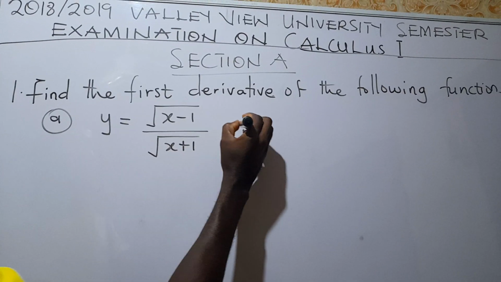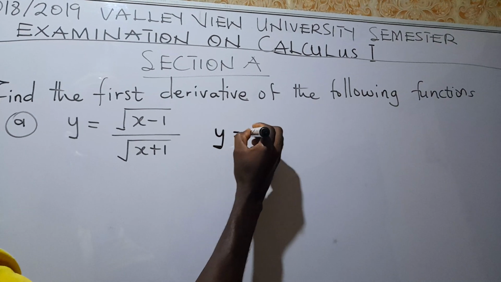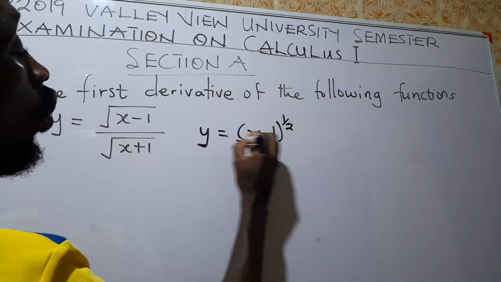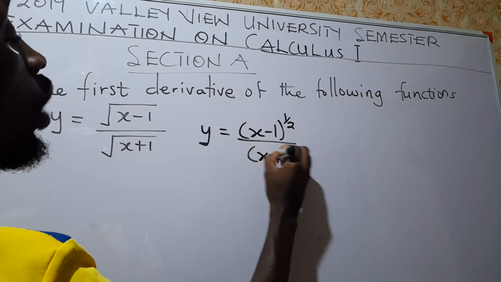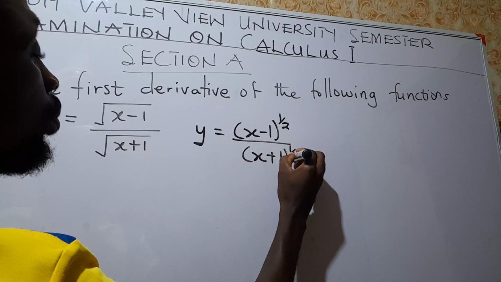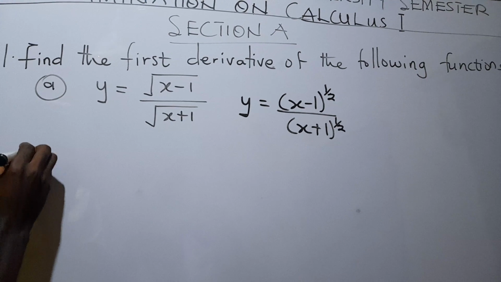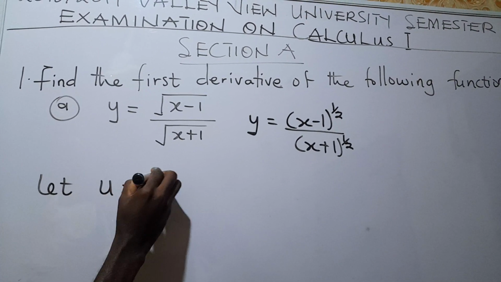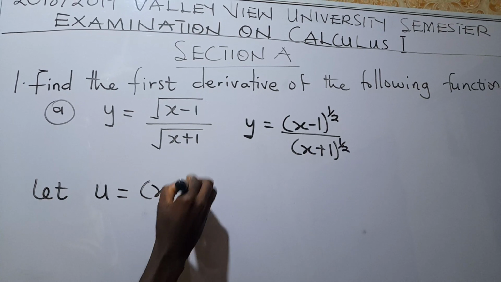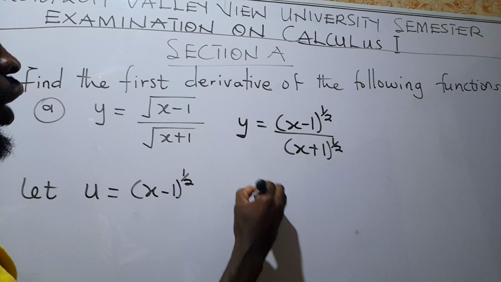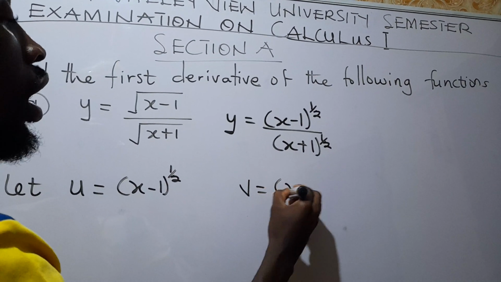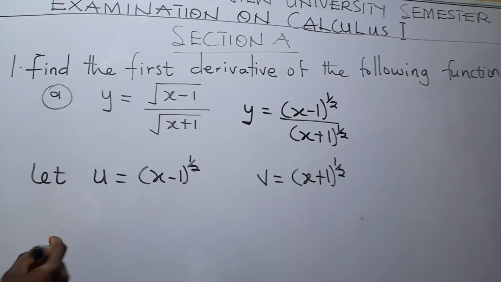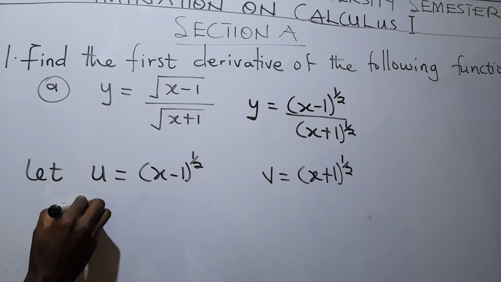So we can rewrite this function as y equals (x minus 1) exponent half over (x plus 1) exponent half. So we let u be equal to the numerator, which is (x minus 1) exponent half, and v be equal to the denominator, (x plus 1) exponent half. Now what do we do? We differentiate these functions with respect to x.